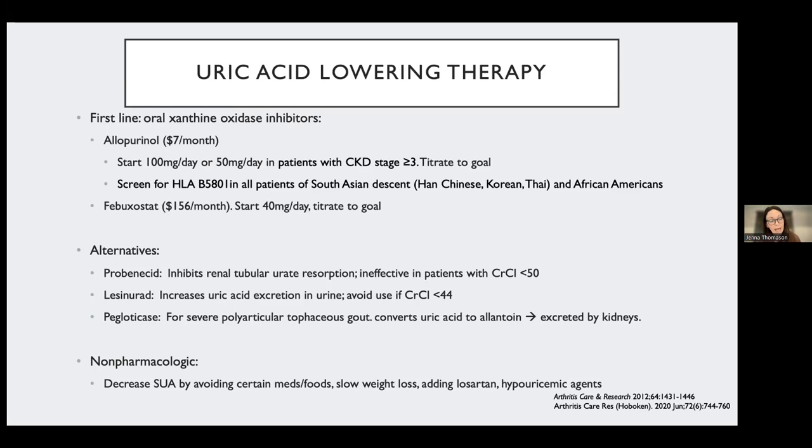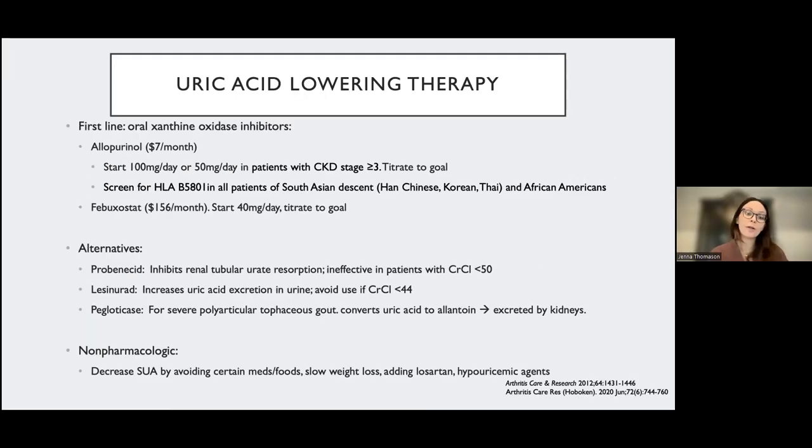There's also febuxostat, which is much more expensive than allopurinol. There was a recent study finally that showed that allopurinol is non-inferior to febuxostat. So there's no reason to think that febuxostat would be particularly stronger than allopurinol, although it's used in patients that fail allopurinol or otherwise have some contraindication to allopurinol, and you start at 40 milligrams a day in those patients and titrate to goal. There's also several alternatives to these medications, but the vast majority of patients are going to be on allopurinol.